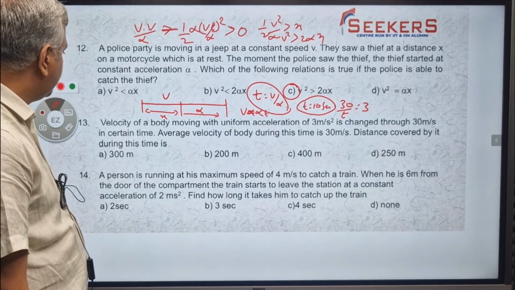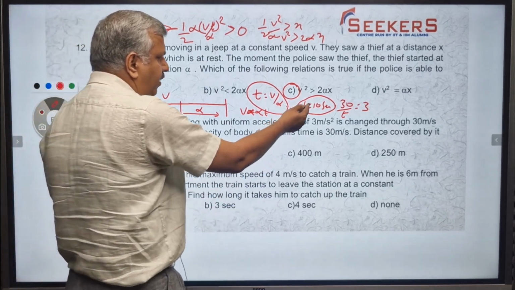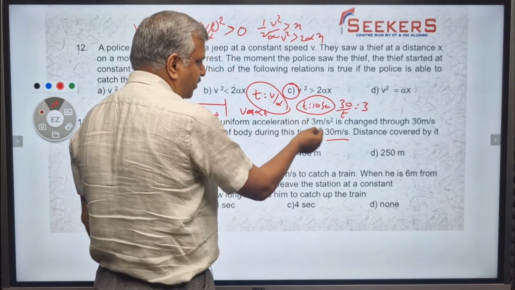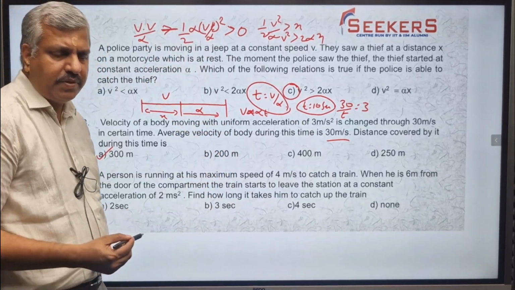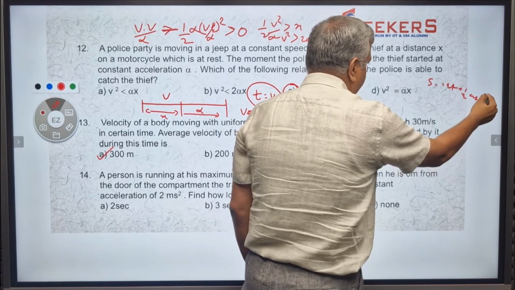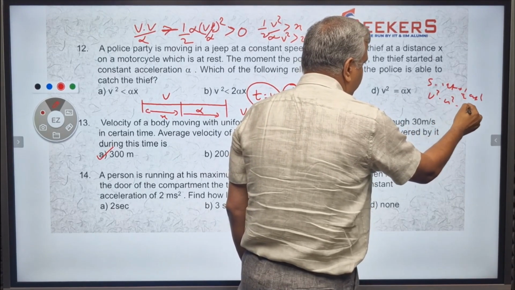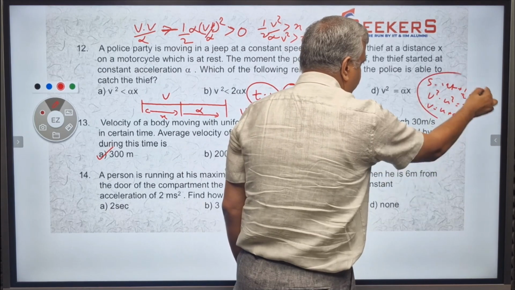Distance covered during this time is how much they are asking. No problem. We have already found out t is 10. The average velocity is given. So distance is time into average velocity. So 300. Okay, students, remember you can use S is equal to ut plus half a t squared, v square minus u square equals 2as, and v is equal to u plus at to answer these questions.